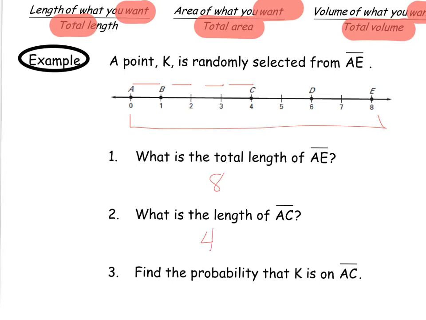So find the probability that K is on AC. Well, what we want is 4 over my total, which is 8. And we simplify that, so it'd be 1 over 2. So the probability is 1/2.